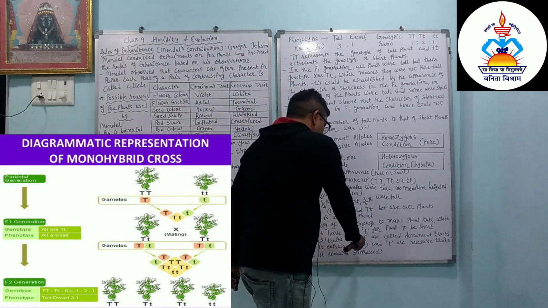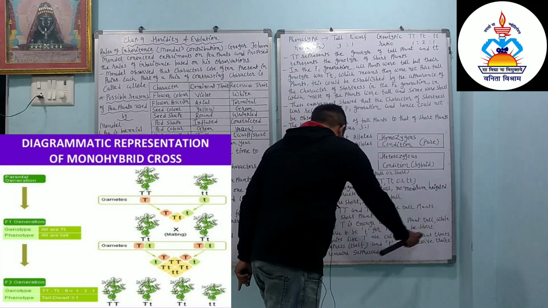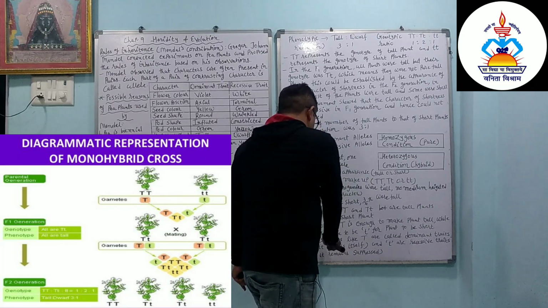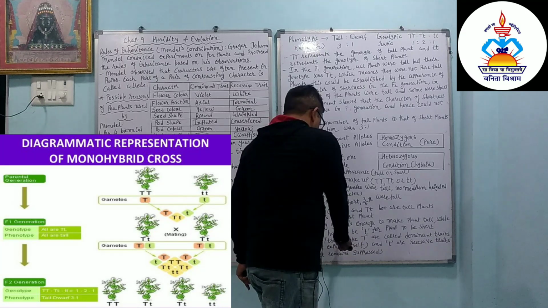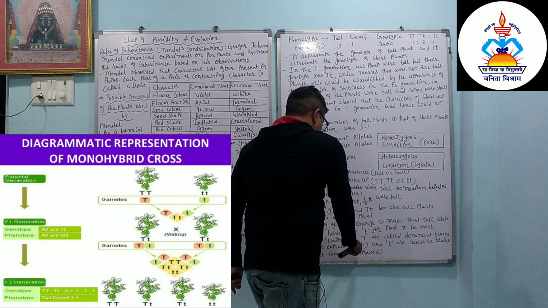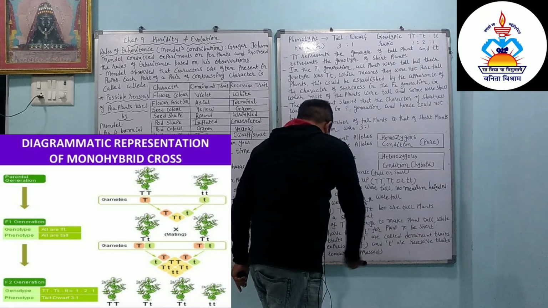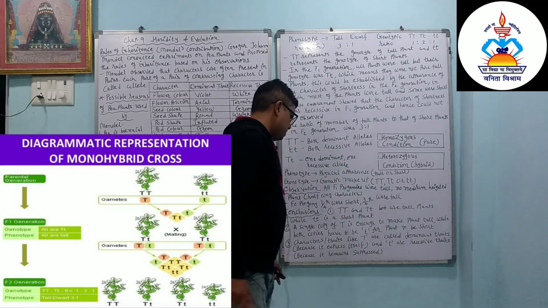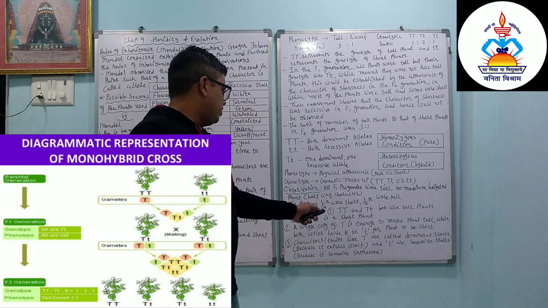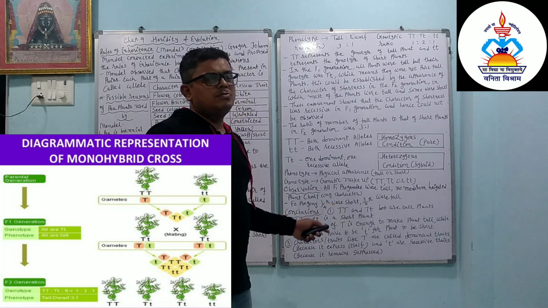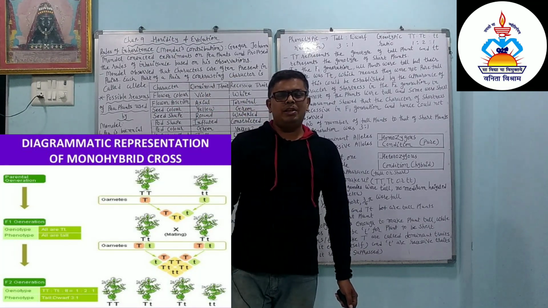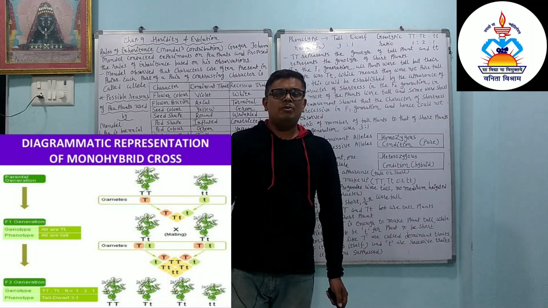Character traits like capital T are called dominant traits because they express themselves, and small t are recessive traits because they remain suppressed. So here the capital T expresses itself, so it is called the dominant trait, whereas small t is a recessive trait because it is suppressed. So dear student, this is the most important experiment by Mendel. From an exam point of view, it is most important.